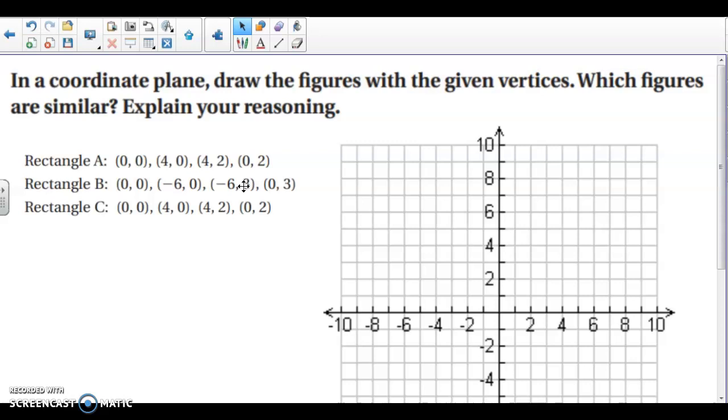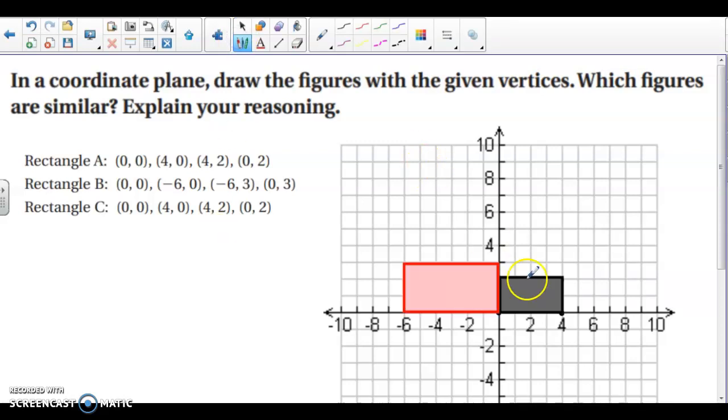If you want to pause the screen and draw the rectangles yourself, please feel free. I'm probably going to pause the video and draw them so you guys don't have to painfully watch me draw the rectangles. So if you want to pause the screen and do that yourself, please do so, and you'll see the rectangles pop up in just a second.